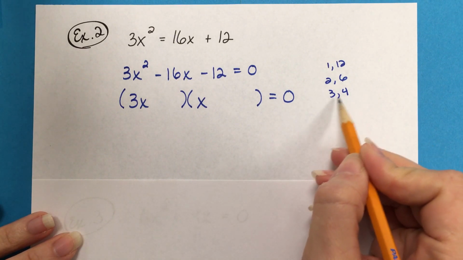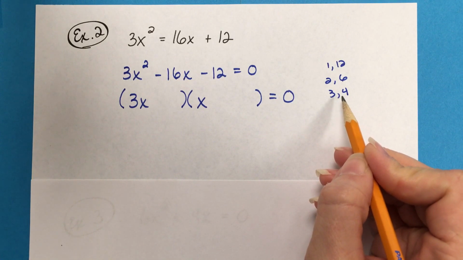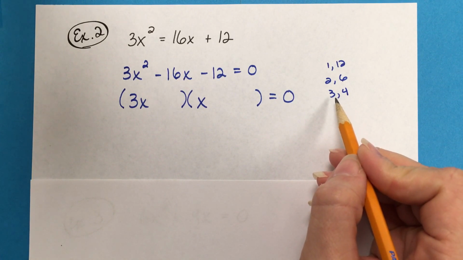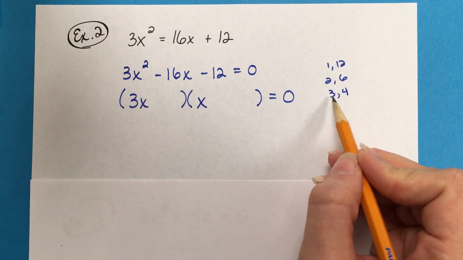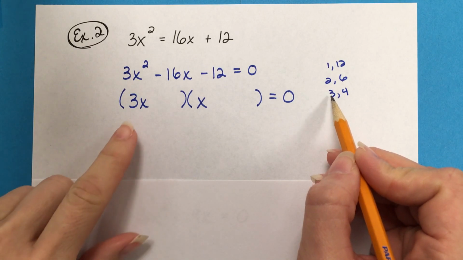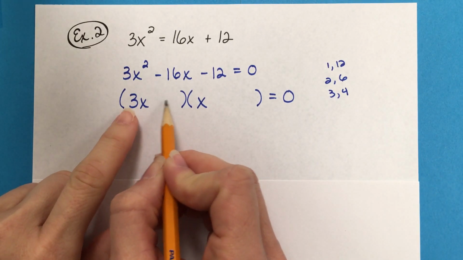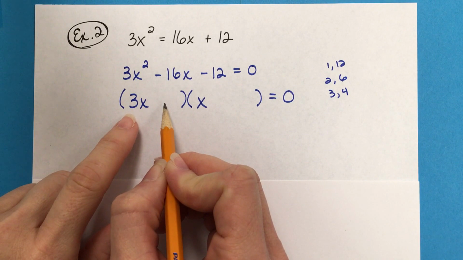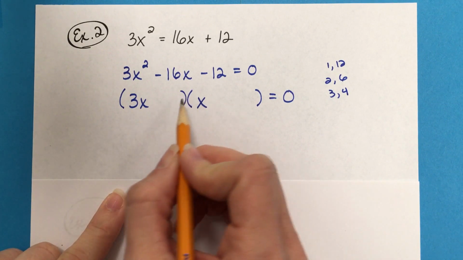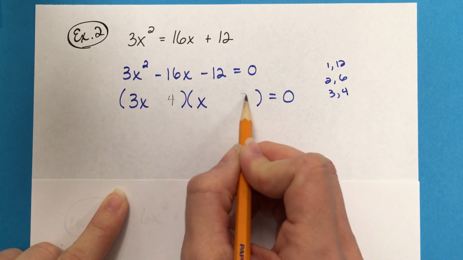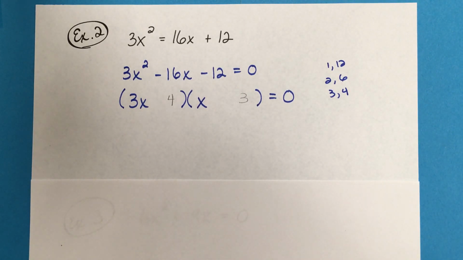If I were to try 3 and 4 first, if you remember on the previous lesson, I told you not to put numbers together that have factors in common. So like, I don't need to put the 3 in here and have 3's, because they have a 3 in common. You're not supposed to do that. So I'm going to put the 4 here, and I'm going to put the 3 here.